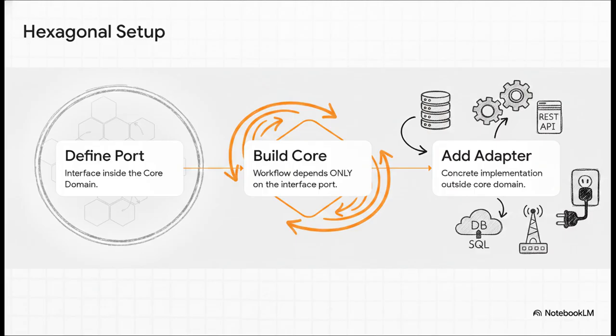Okay, so how do we actually build it? It's surprisingly physical when you think about it. Step 1, you define a port. This is just an interface or abstract class that lives totally inside your core domain. Step 2, you build out your core workflow so it only depends on that specific port. And step 3, you connect an adapter. This is your actual concrete implementation, like a DynamoDB table or a REST API, and it sits completely on the outside. Basically, external systems just plug right into the core domain, exactly like plugging a lamp into a wall outlet.